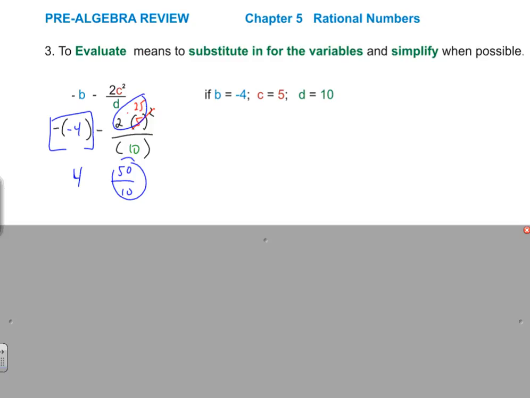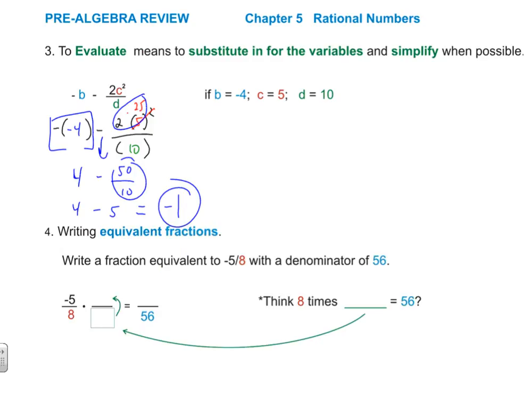I caught myself there. This is a negative. So now we're going to have the 4, the negative. What's 5? 50 divided by 10, that's a 5. 4 positives and 5 negatives leaves you 1 negative. And voila, and away you go, and you're good to go, right?